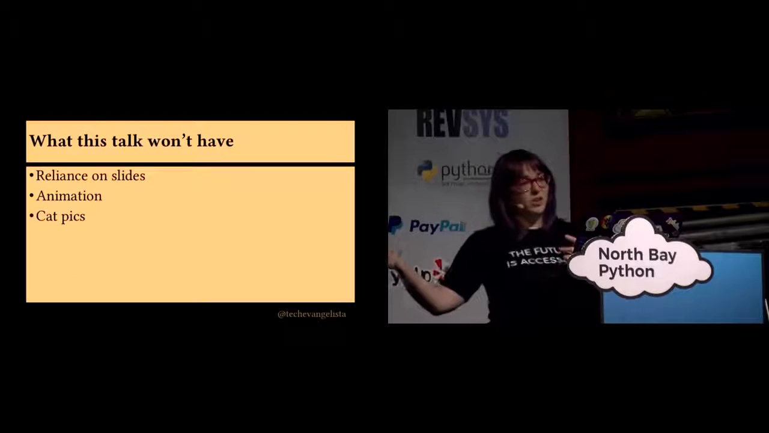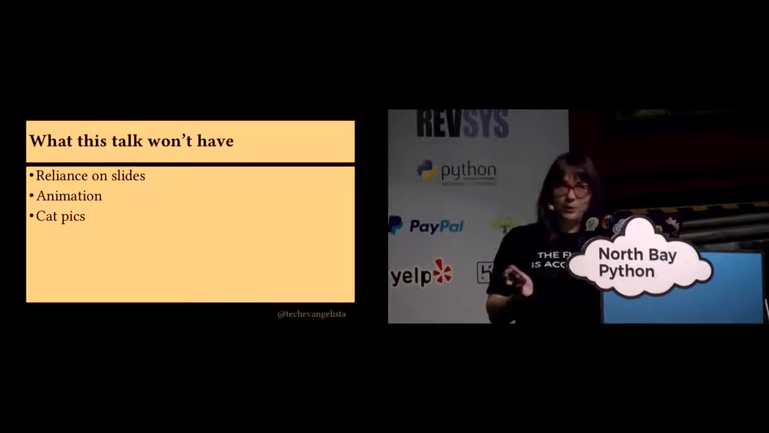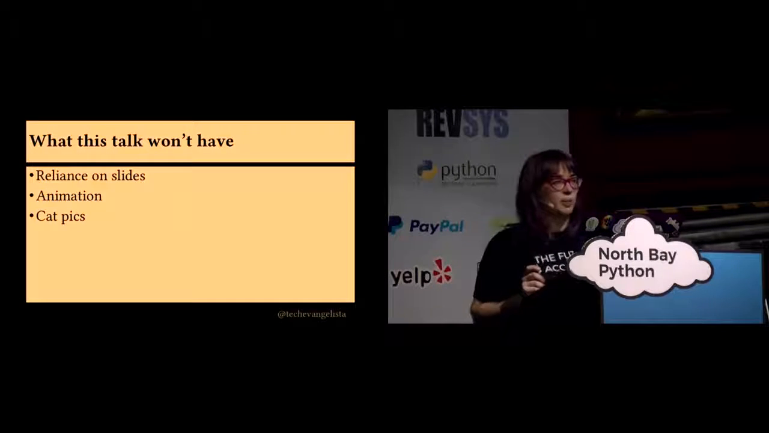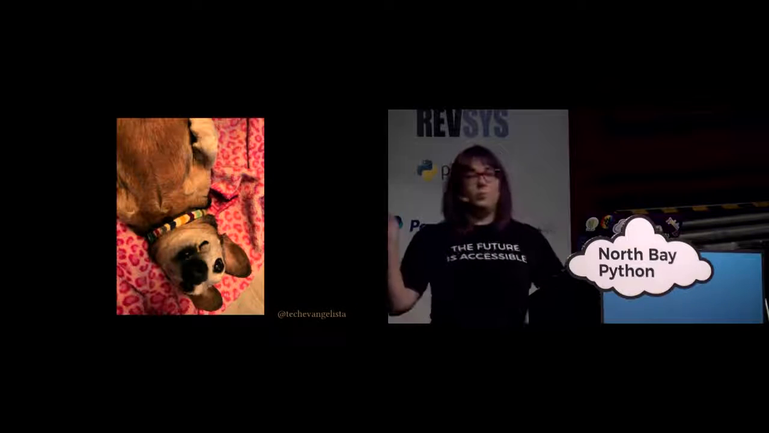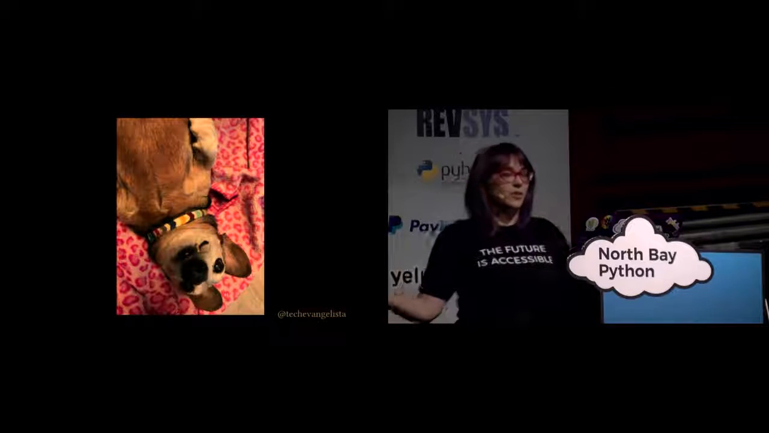This talk will not have a reliance on the slides. If there's any visuals that are important, I'm going to describe them to the best of my ability. It's not going to have any animation because I feel like animation in an accessibility talk is a little weird. And it's not going to have any cat pictures, because my dog would freak out about that.